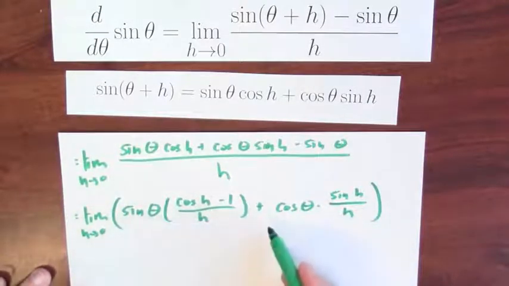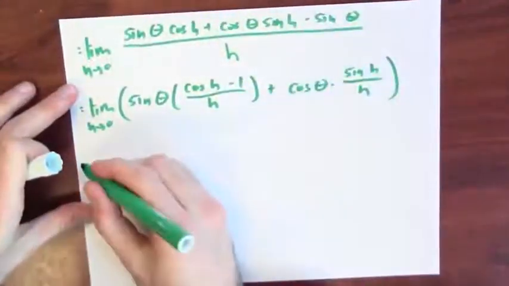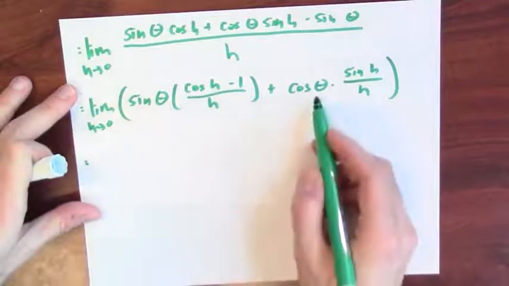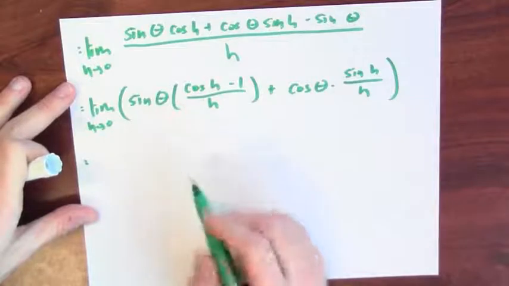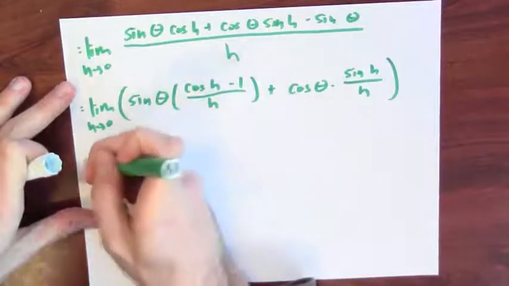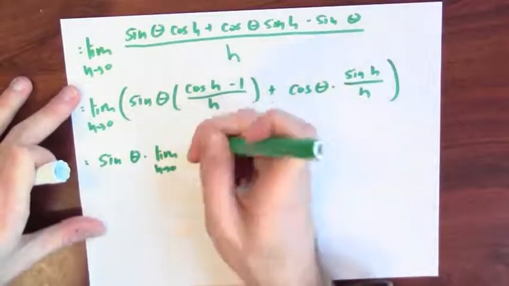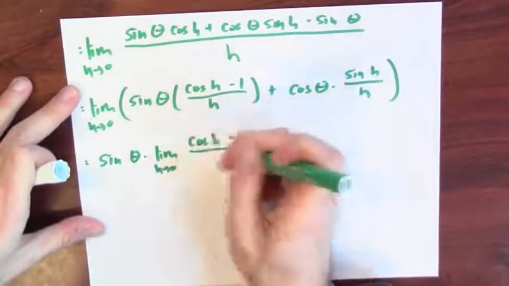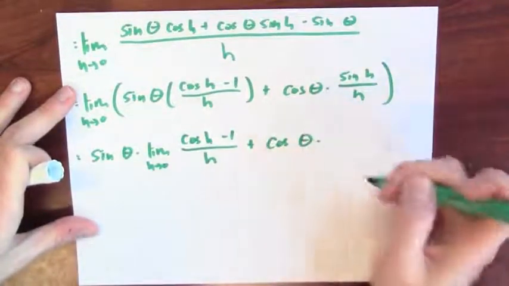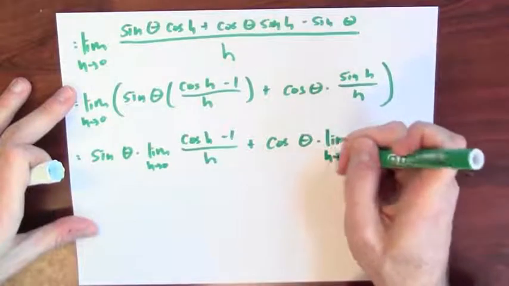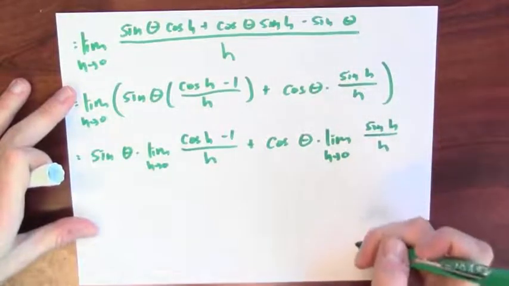Now it's written as a limit of a sum, which is the sum of the limits, provided the limits exist. I can also note that sine theta and cosine theta are constants, right? h is the thing that's wiggling, so I can pull those constants out of the limits as well. So what I'm left with is sine theta times the limit as h approaches 0 of (cosine h minus 1) over h, plus cosine theta times the limit as h approaches 0 of sine h over h.